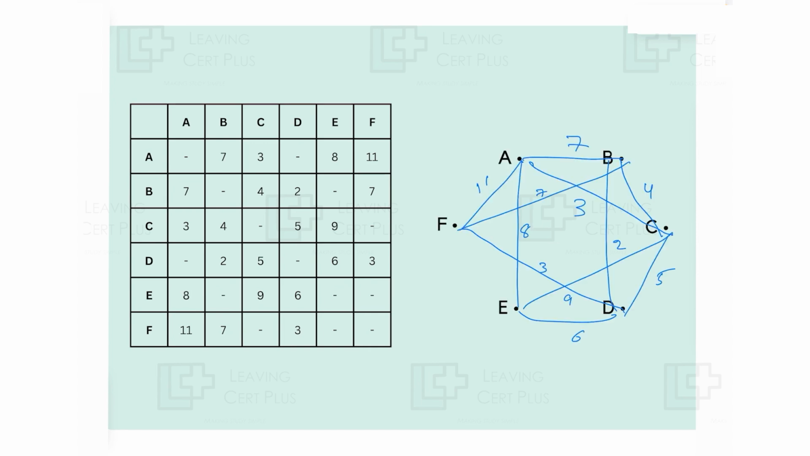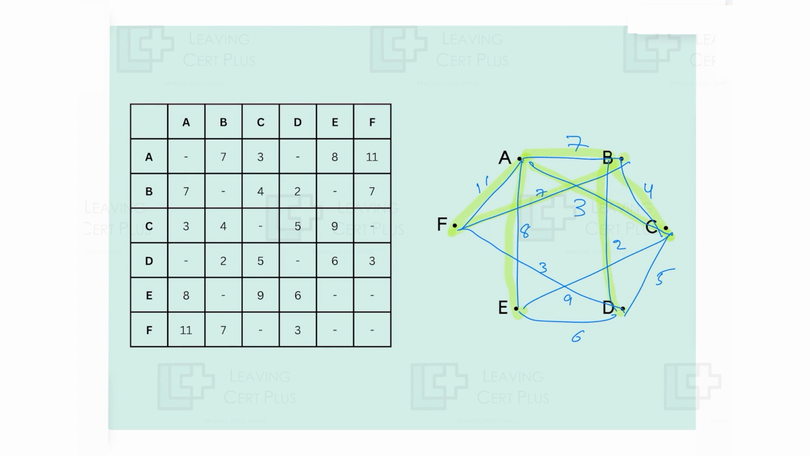There's our graph that's associated with this distance matrix. We can see we've got all our connections. So A to B for 7, A to C for 3, A to E for 8, A to F for 11. You've got B to A already done. We've got B to C for 4. We've got B to D for 2. We've got B to F for 7.